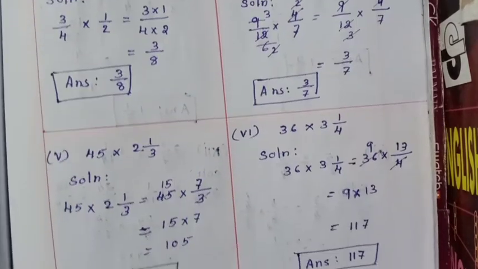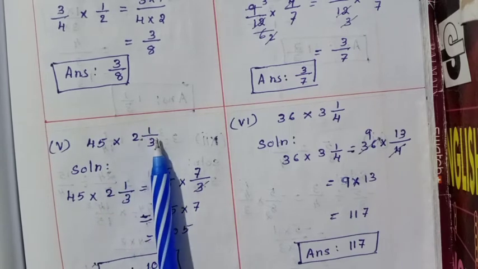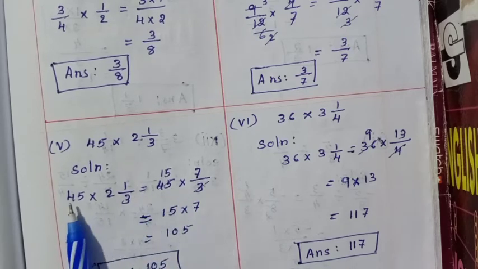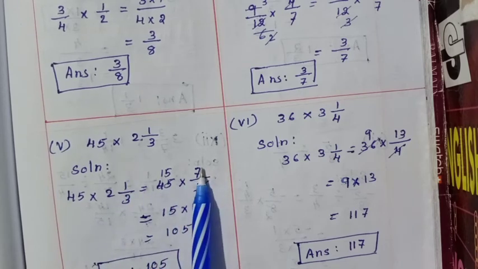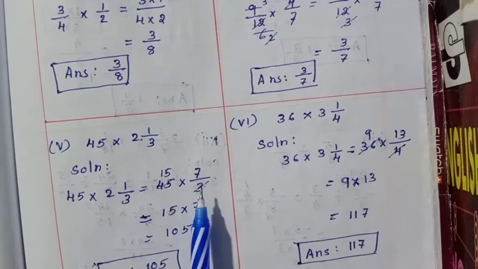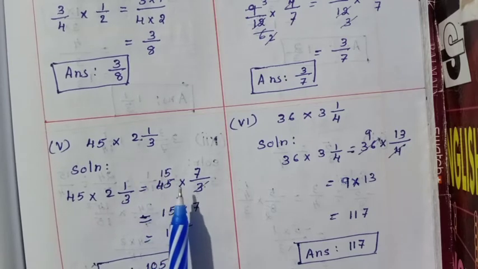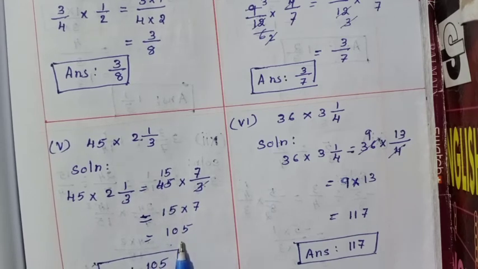Next number 5. 45 into 2 1 by 3. 2 1 by 3 is the mixed fraction. First convert that into an improper fraction. 3 into 2 is 6, 6 plus 1 is 7, by the same 3. So directly we can divide. 3 how many times in 45? 15 times. So next 15 into 7. 15 into 7 is equal to 105, which is the answer.